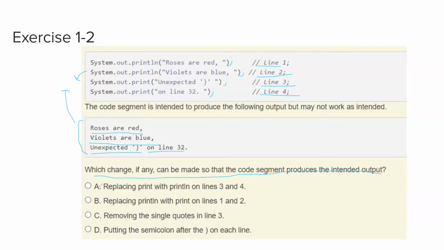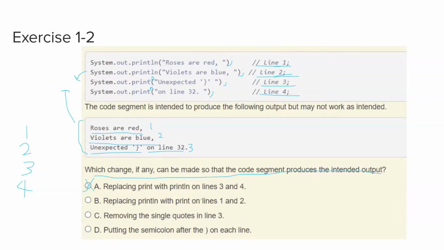So let's look at this. Replacing print with println on lines 3 and 4. So what happens if we put ln here? Well, then it would just be roses are red, violets are blue, unexpected, on line 32. And this is 4 lines, but they expect 3 lines. The number represents the line number. So line number 1, line number 2, line number 3, line number 4, right? And we only want 3 lines, so A can't be correct.